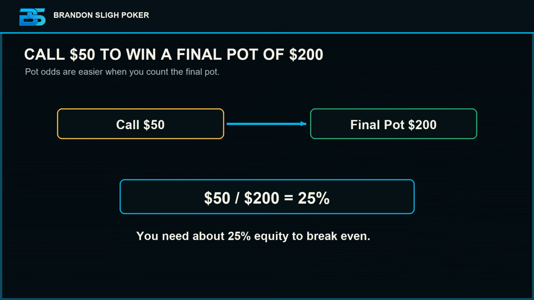There is $100 in the pot and your opponent bets $50. Now there is a total of $150 in the middle, and if you call, the final pot becomes $200. Here's the question. Do you have enough equity to call 50 to win a final pot of 200? The formula is the call amount divided by the final pot. So $50 divided by $200 is 25%. This means you need to have 25% equity for the call to break even before we think about future money.